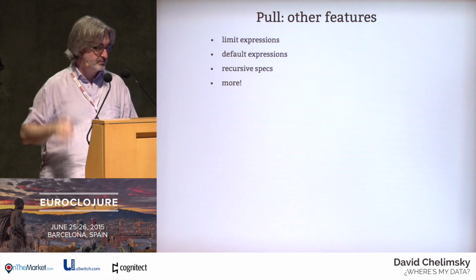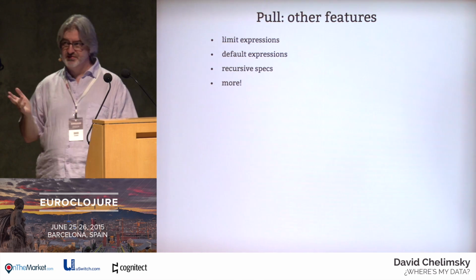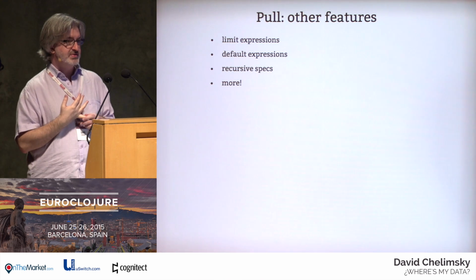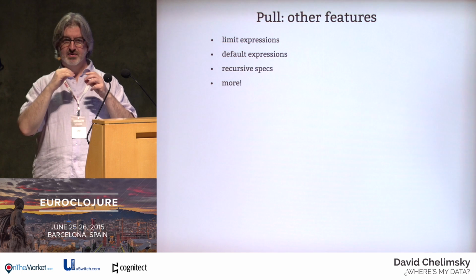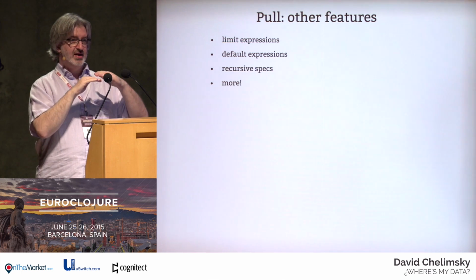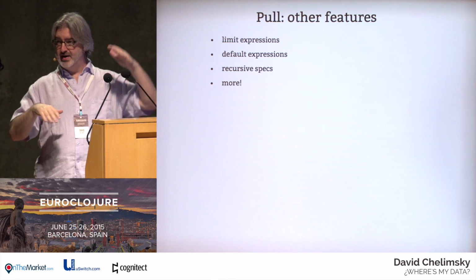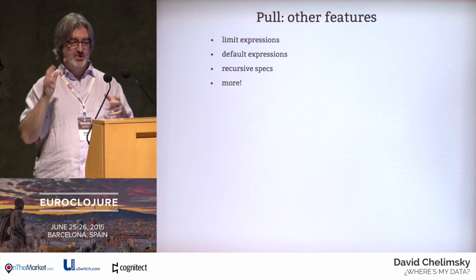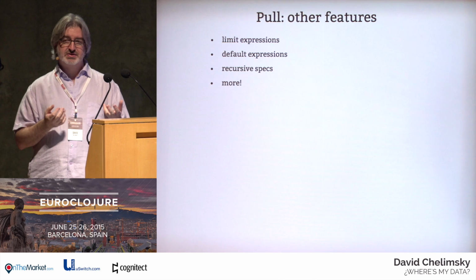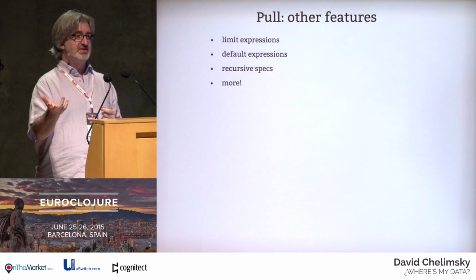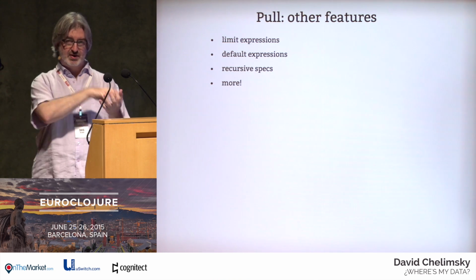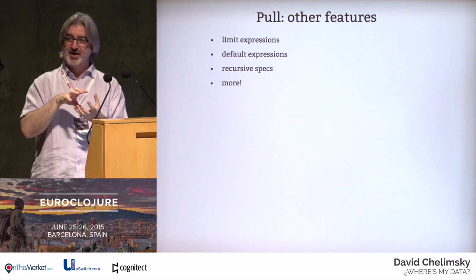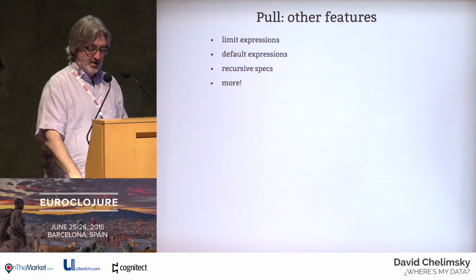So pull has a bunch of other features that I'm not going to have time to go into today, but you can do limit expressions. Sometimes you have an attribute that's cardinality many that has more than you want right now, and there's a way to say I only want 5, 10, whatever of those. Default expressions: if it doesn't have this attribute, give me back this default value and it'll put it in the map for me, so the map that I'm getting back has all the data in it that I want.